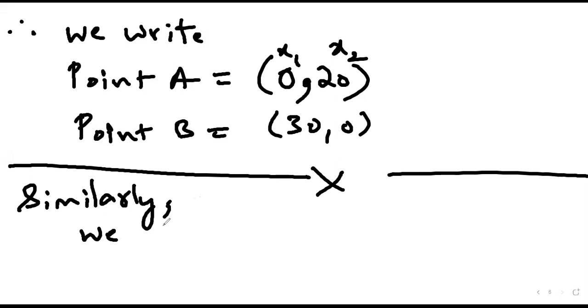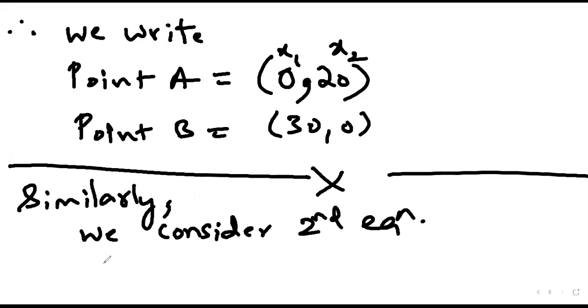Fine. Now, similarly, the same thing has to be done for the second equation. So, consider the second equation. What was the second equation? The second equation is 4x1 plus 3x2 is less than or equal to 96.